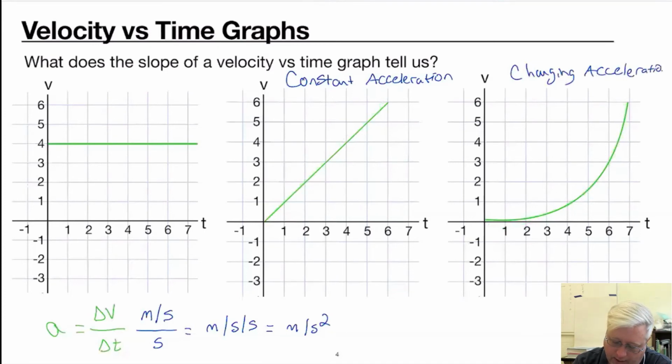And just like in position versus time graphs, we really can't analyze that using slope, because we now have to deal with calculus again. So I'll show you in a couple slides how we do that.